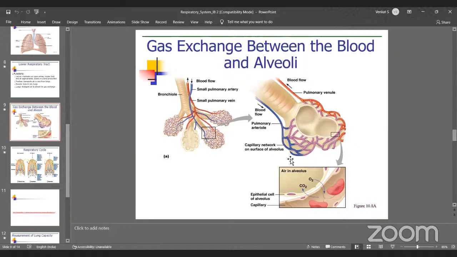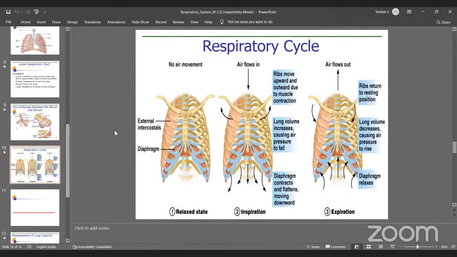Red blood is the blood that has oxygen. Blue blood has the contamination of carbon dioxide. So the two colors show the difference between oxygen and carbon dioxide. Then the next one, the respiratory cycle. These are very clear examples in this diagram.